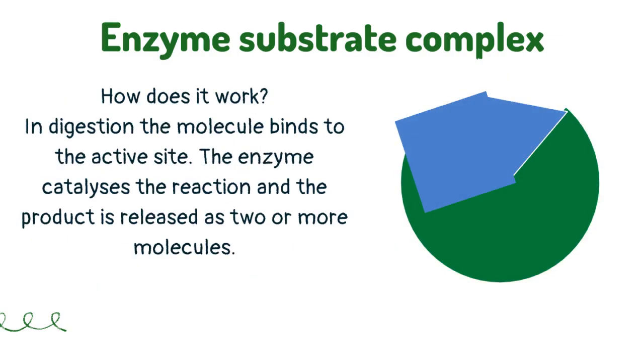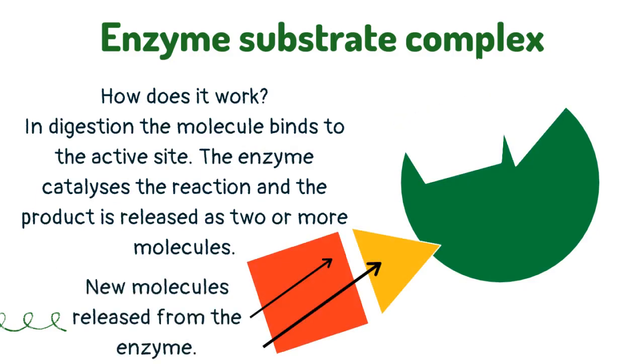In digestion, the molecule binds to the active site. The enzyme catalyzes the reaction and the product is released as two or more molecules. When the enzyme releases the new molecule, this frees the enzyme to find another two substrates to catalyze.